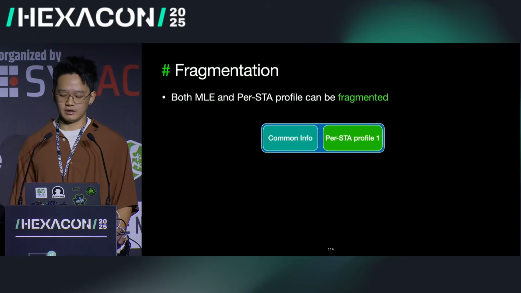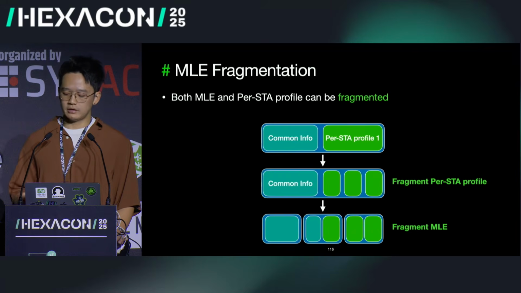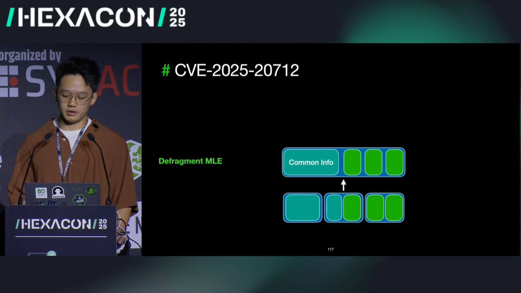Let's look at the example. First, the per-station profile is fragmented, and then the fragments are put back into the MLE. Next, the MLE gets fragmented, and the fragments are placed back into Wi-Fi frames. When a device receives a fragmented MLE, it first defragments the fragmented MLE. This step includes a validation check, so no issues occur.